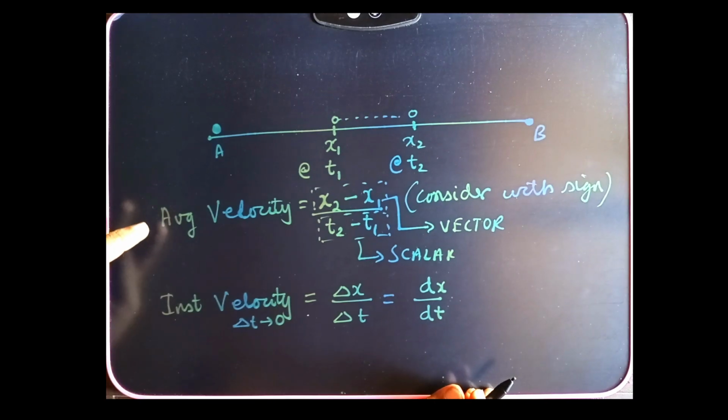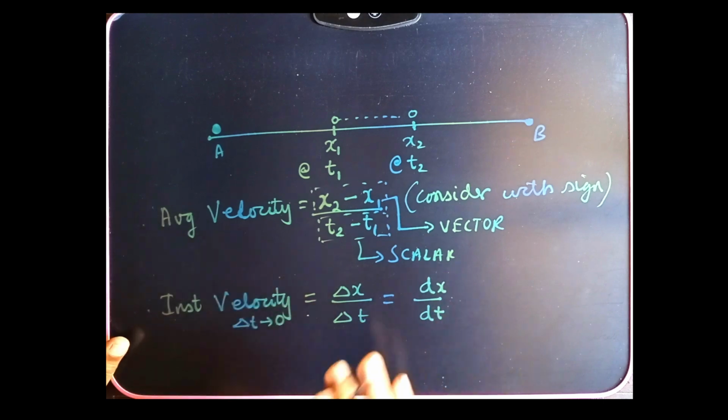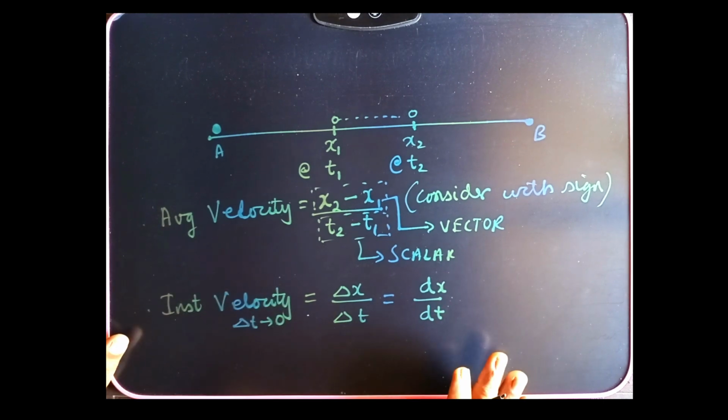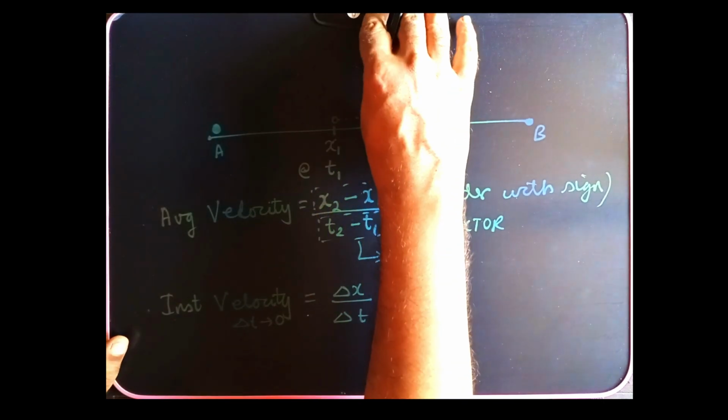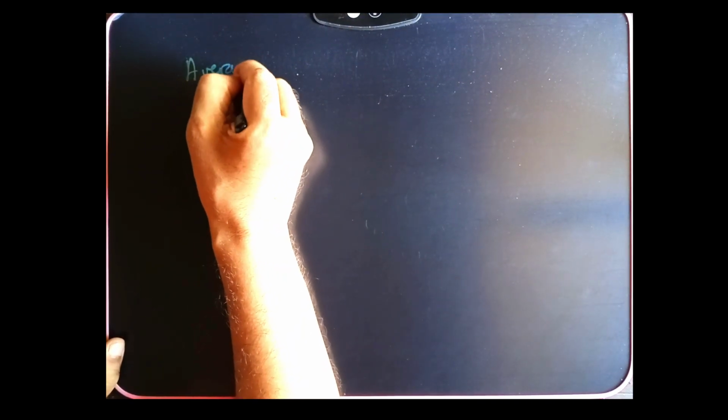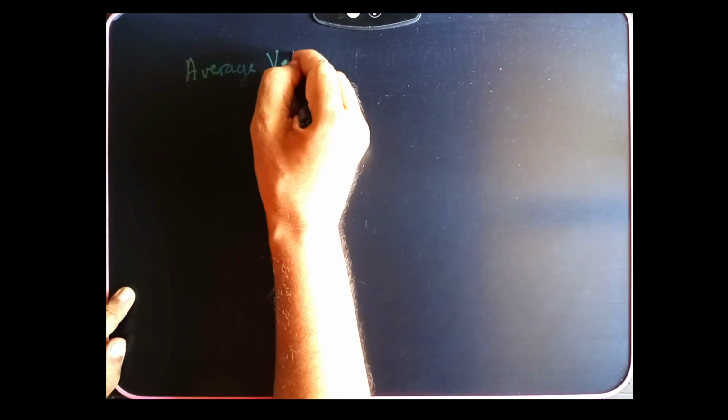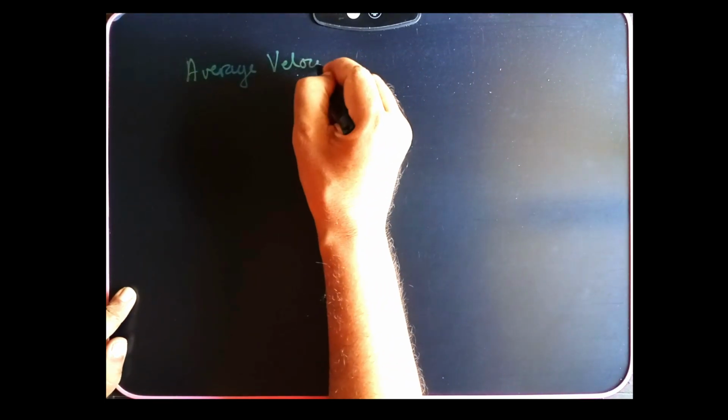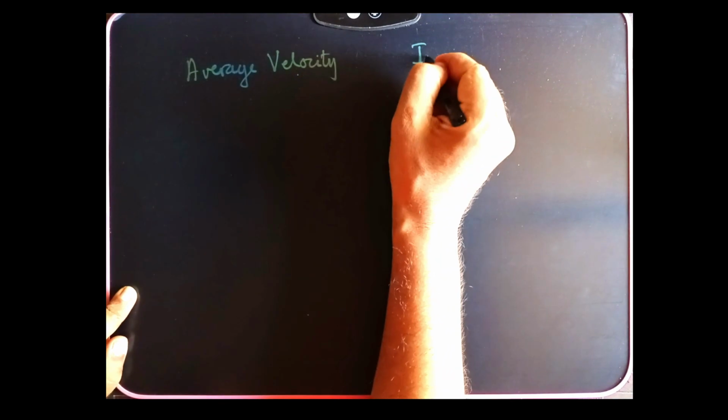So now how are average velocity and instantaneous velocity related? Let us see in the next slide. I'll clear this out right now. Average velocity, instantaneous velocity.